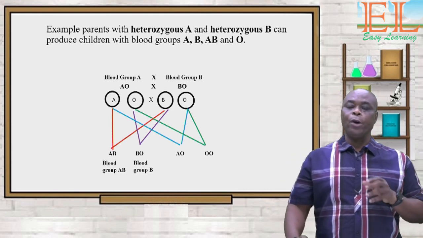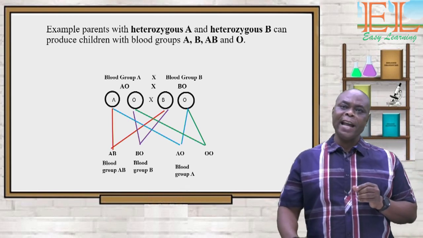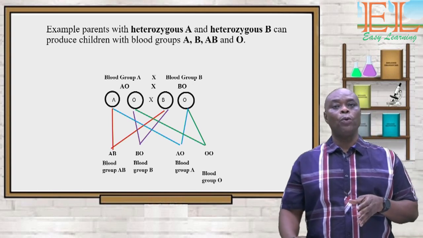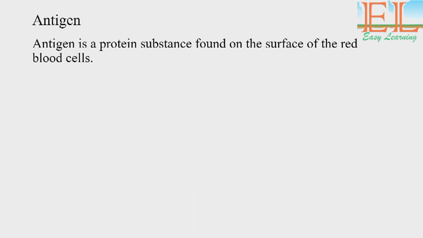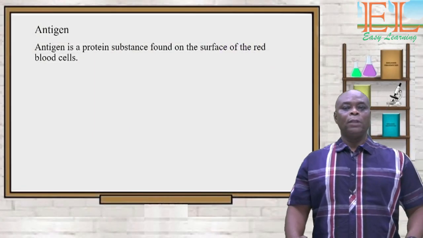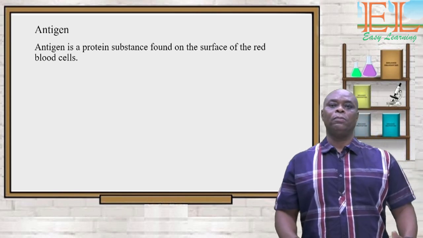The next is AO. The AO's blood group will be A, and finally we have OO whose blood group will be O. Now let's see another thing when it comes to blood groups in humans. This is antigen. An antigen is a protein substance that is found on the surface of the red blood cells of the blood. The blood we know contains red blood cells. That is why it is red in color. And on the surface of those cells, we have protein chemicals called antigen.